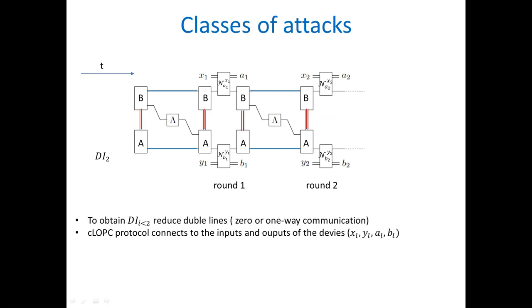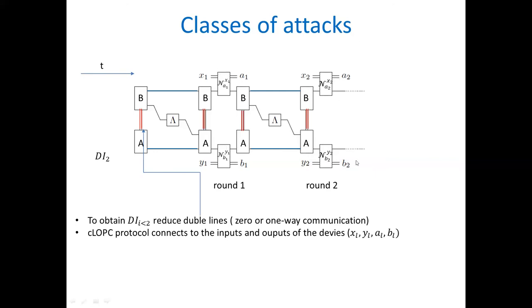So to obtain the class of attacks DI with less than 2, you should reduce the double lines, the red lines, to 0, no line or one line, which is 0 or 1-way communication. And I should also recall that on top of this, devices, Alice and Bob are allowed to perform classical local operations and public communications on these outputs that are here, here, here, and there.